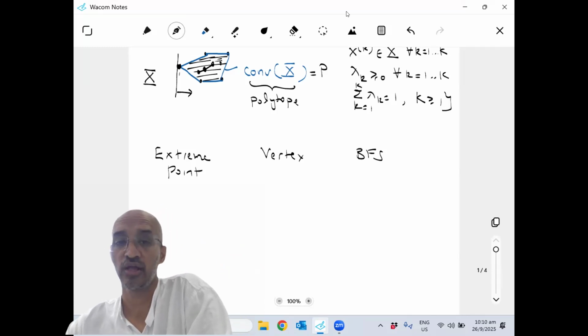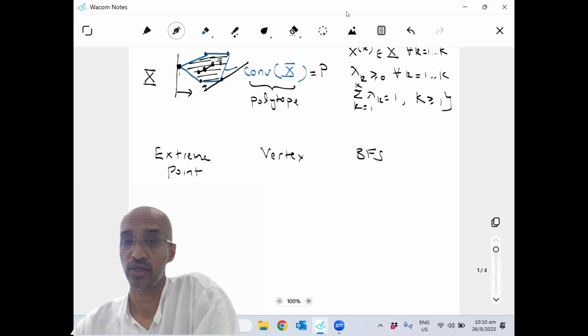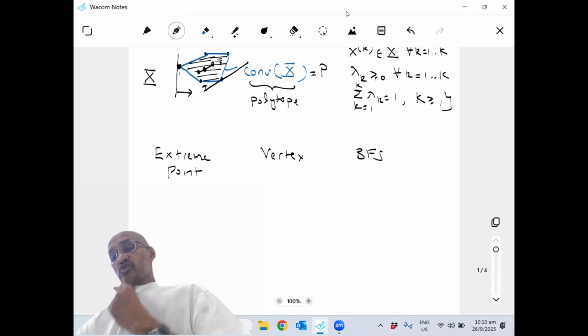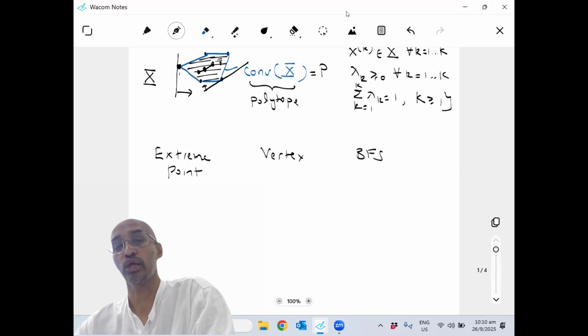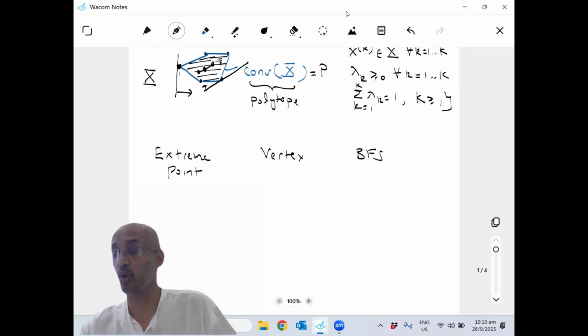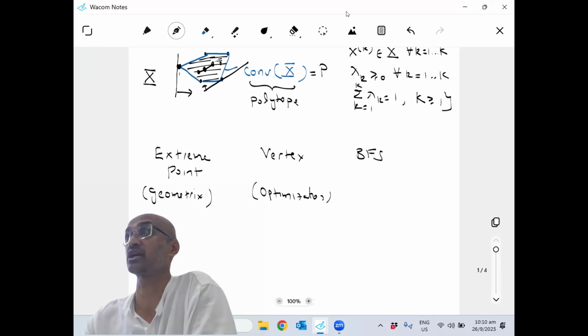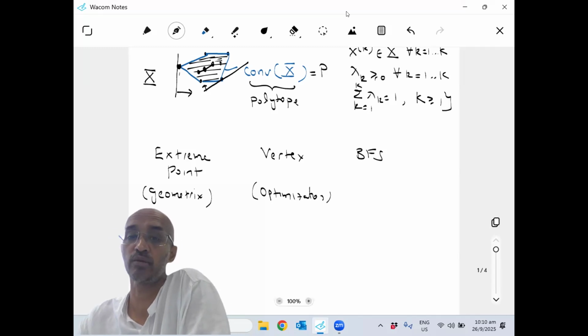Likewise, if I take a point like this, I can identify a direction or an objective. If the objective function increases in this direction, then these are all points with the same objective function value, and this will be a unique minimizer. So for each of these points, I can identify an objective function so that it's a unique minimizer. That's the definition of a vertex. So each of those 5 points also becomes a vertex. So this was a geometric definition. This was an optimization viewpoint. I can find an objective function, a linear objective, of course, so that it's a unique minimizer.